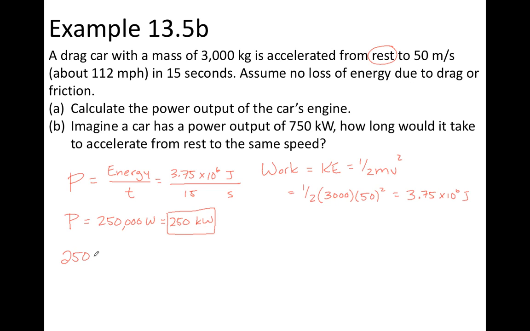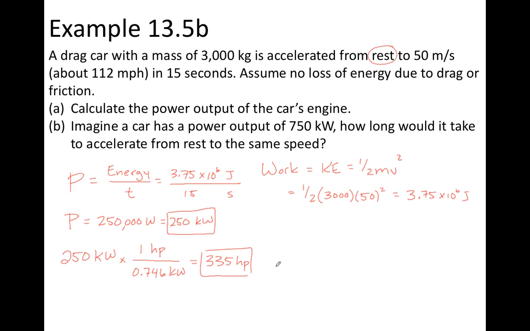And the conversion from kilowatts to horsepower: for every 1 horsepower, there are 0.746 kilowatts. So horsepower is a little bit larger than a kilowatt, and this is 335 horsepower.